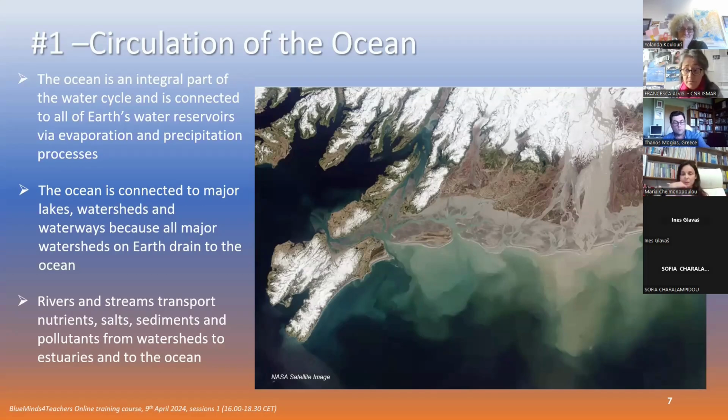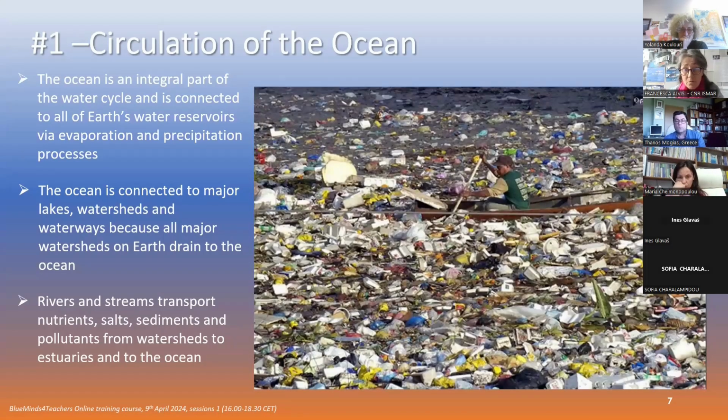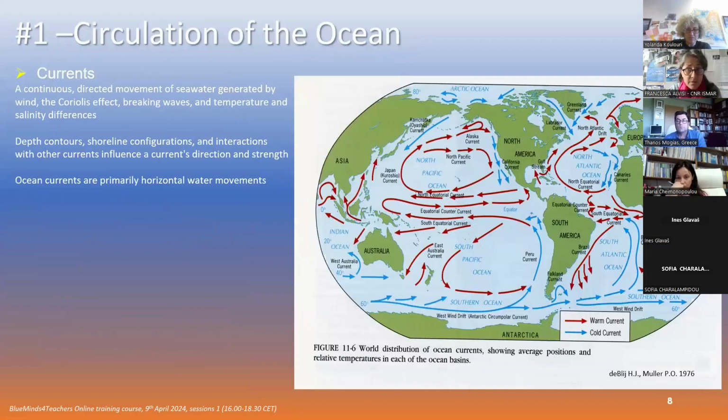land to the sea. One of the most important issues now for ocean management and conservation is pollution, chemical but also by macro remains and mostly plastic. And this is brought to the sea by the rivers.